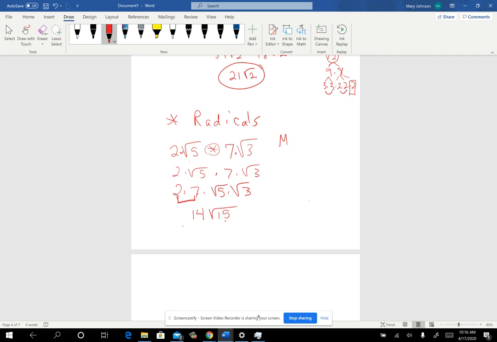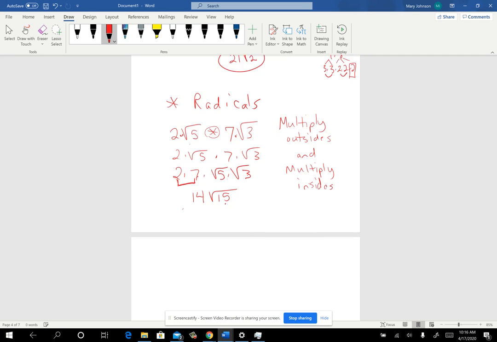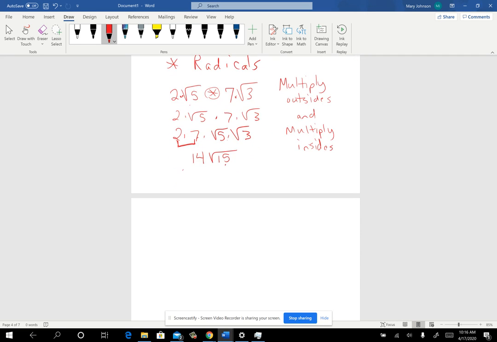So when you multiply things like that, you can multiply the outsides and you can multiply the insides. But the outsides stay with outsides and the insides stay with insides, okay? All right, so here's a couple multiplying problems, and that issue is going to be an issue on some of them, but number 18 is a little simpler.